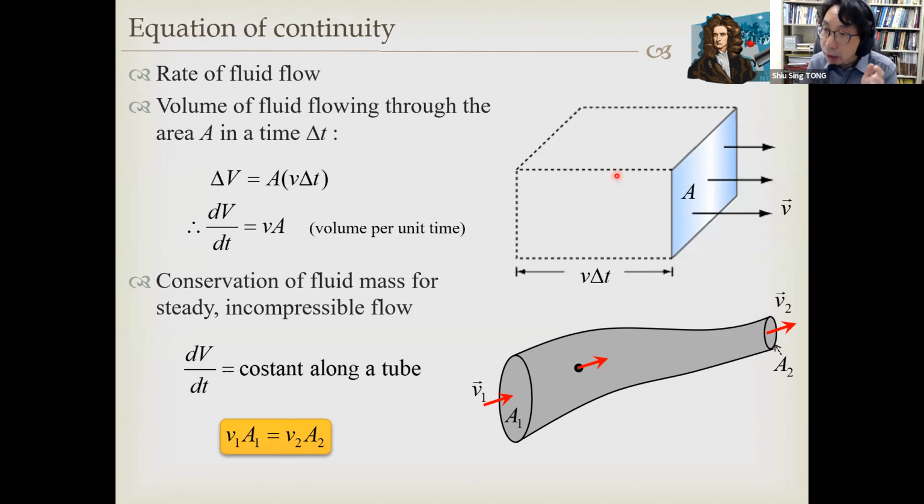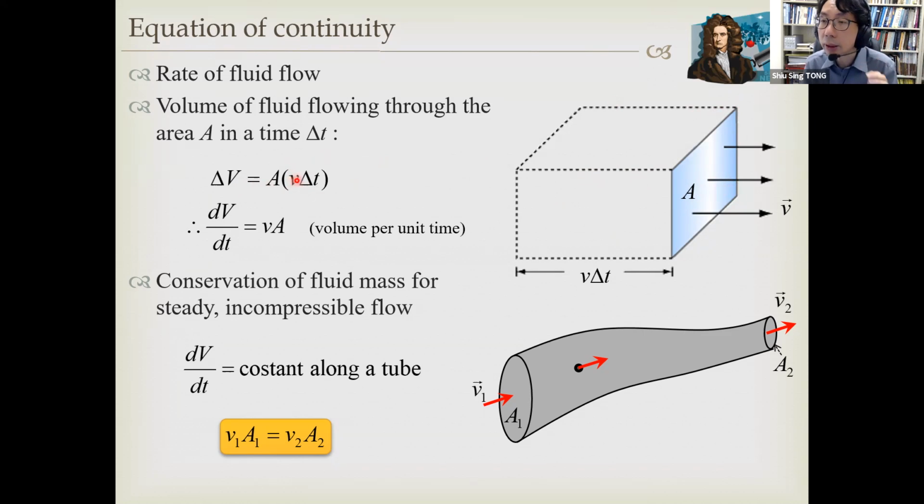So what is this volume? The volume will have a height equal to v delta t and a base area equal to A. In a time delta t, all the liquid inside this volume will move past the area A. Is that right? So delta V, the liquid volume here, is equal to the base area A multiplied by v delta t. That is the volume that passes the area in a time delta t.